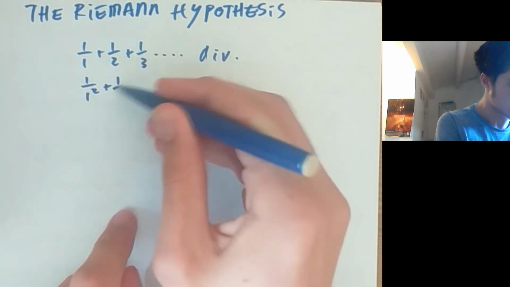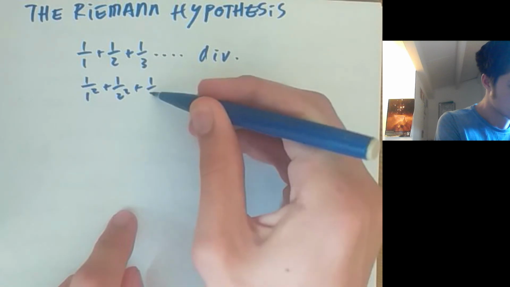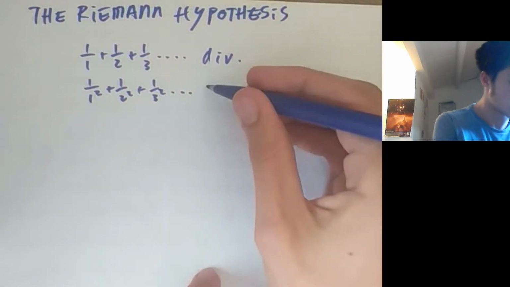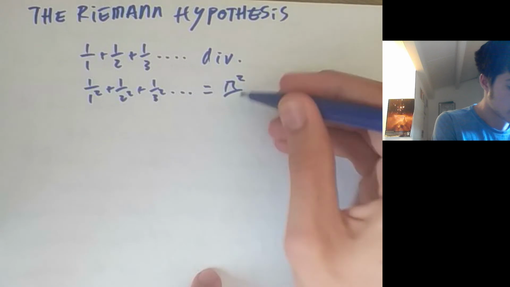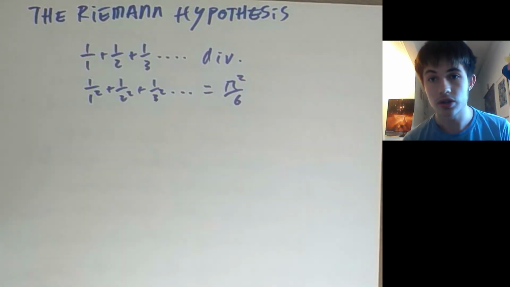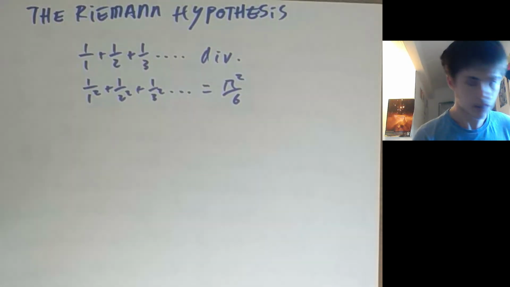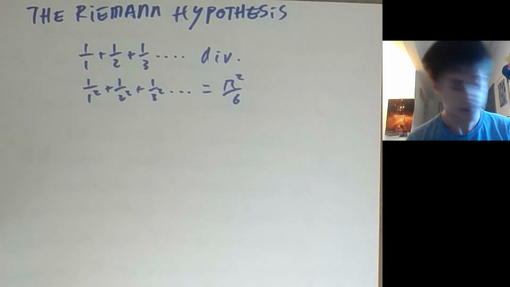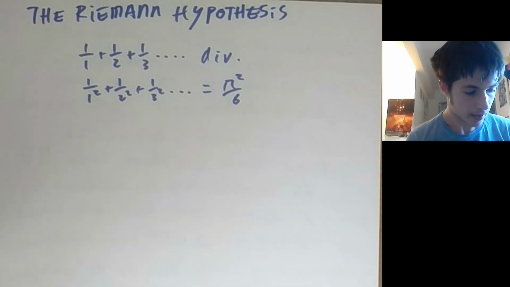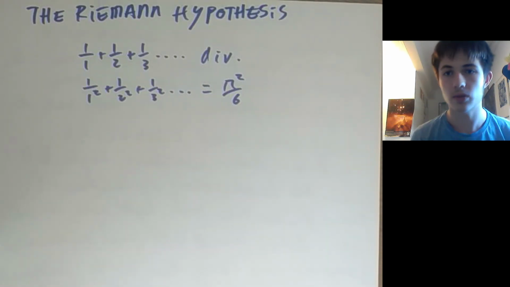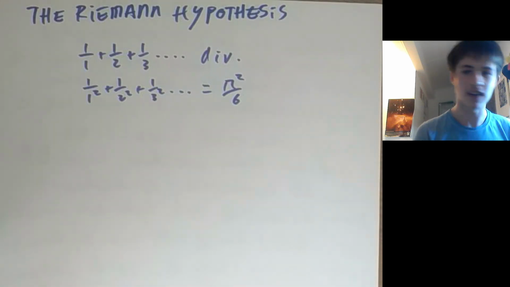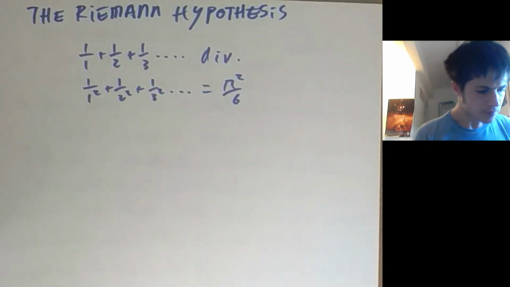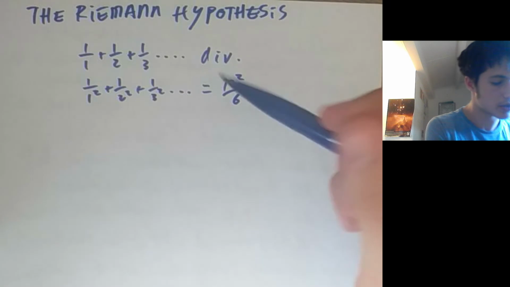1 over 1 squared plus 1 over 2 squared plus 1 over 3 squared, etc. This thing doesn't diverge, this thing converges, and it equals pi squared over 6, as Euler showed. It was actually one of the first results of Euler, which made him pretty famous at the time. There was also a lot of debate about whether his solution was valid, but later he corrected it by giving another proof. But that's another story.